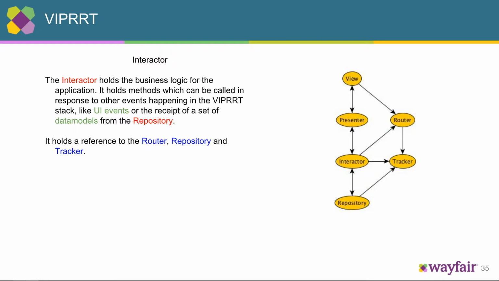The interactor is all the business logic. It operates on data models which get generated from network requests. It does things with UI events. It operates pretty functionally, so that we don't have other business logic elsewhere in the application.